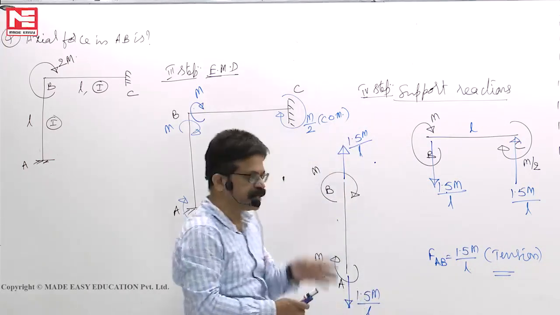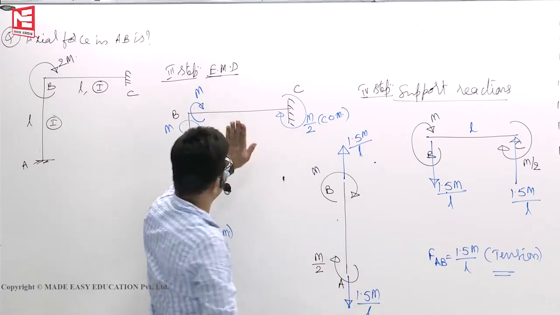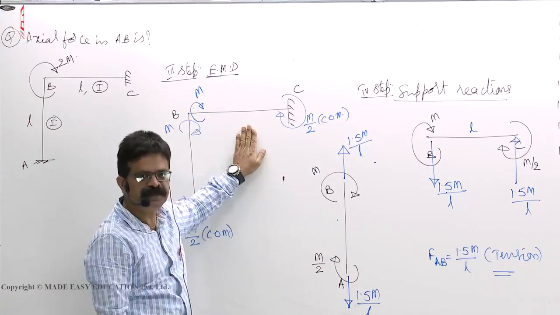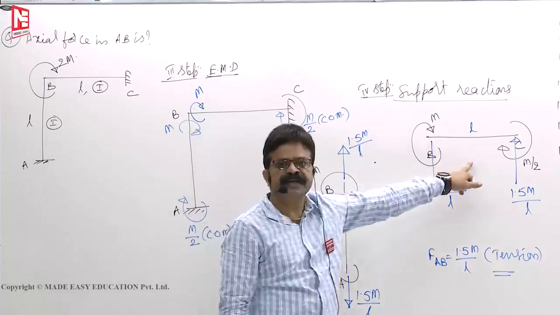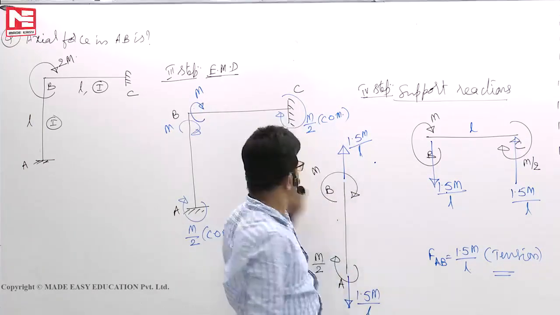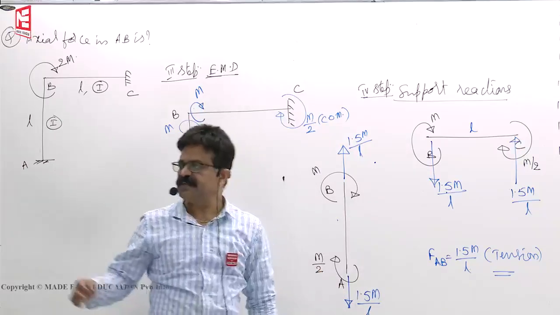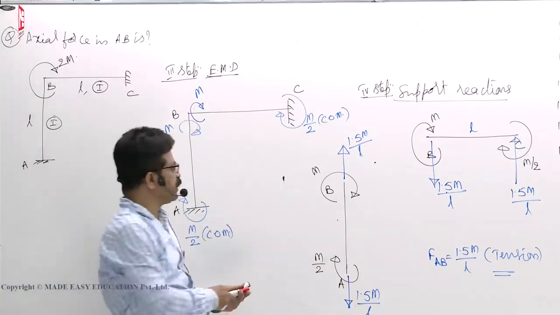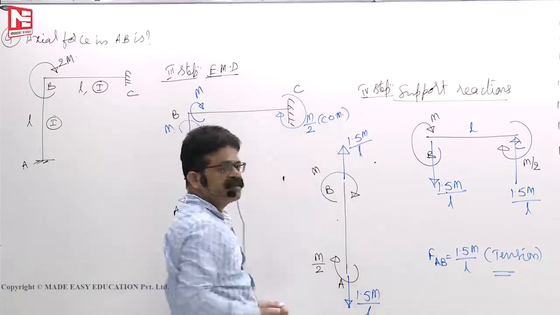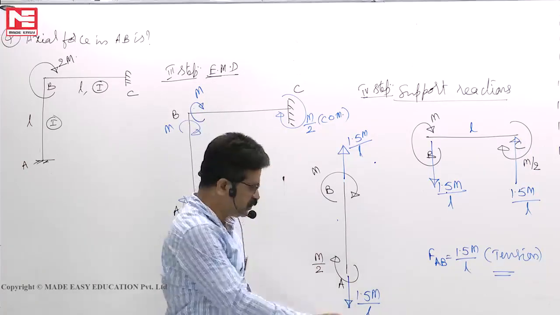So in 2 minutes time, our task is to draw this diagram, show the EMD, draw these two free body diagrams and show what is the axial force. This is for 2 minutes time. It is not necessary that they should ask only the axial force in AB. If they ask in BC, let us say, then we could have done like this.